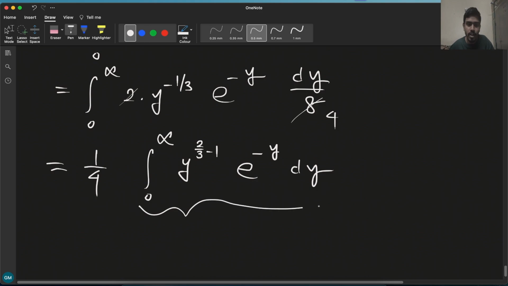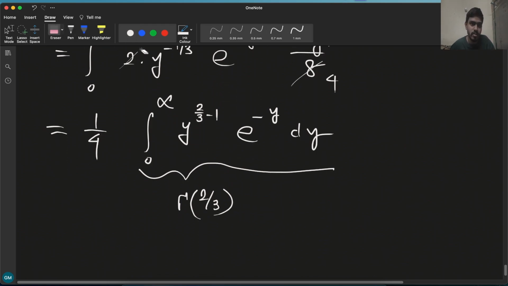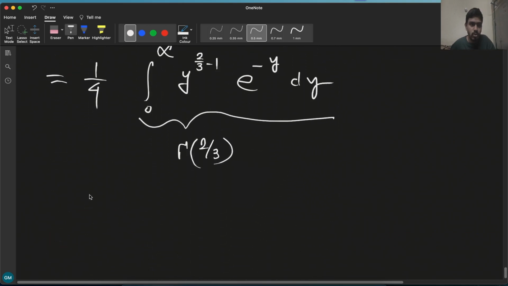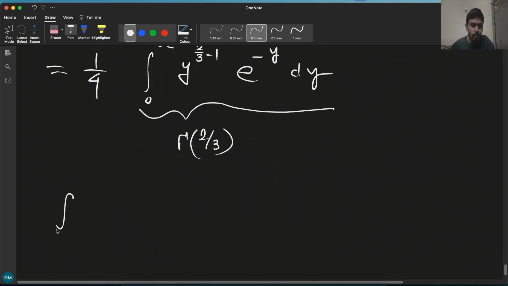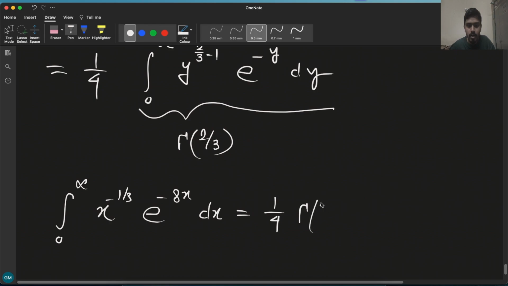Now if you can recognize, this is the definition of gamma function for gamma 2 by 3. So if I consider this 2 by 3 as p, this will be gamma p, following the definition of gamma function. So what we got is the value of this given integral, integration from 0 to infinity of x to the power minus 1 by 3 e to the power minus 8x dx equals 1 by 4 gamma 2 by 3. This is the solution.